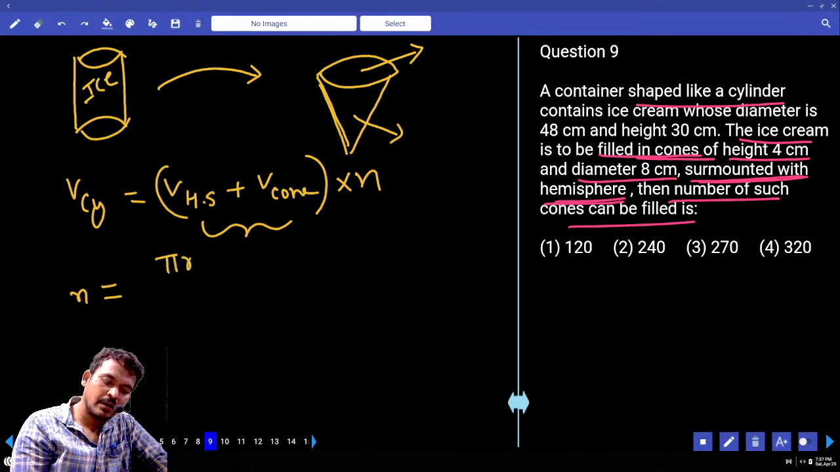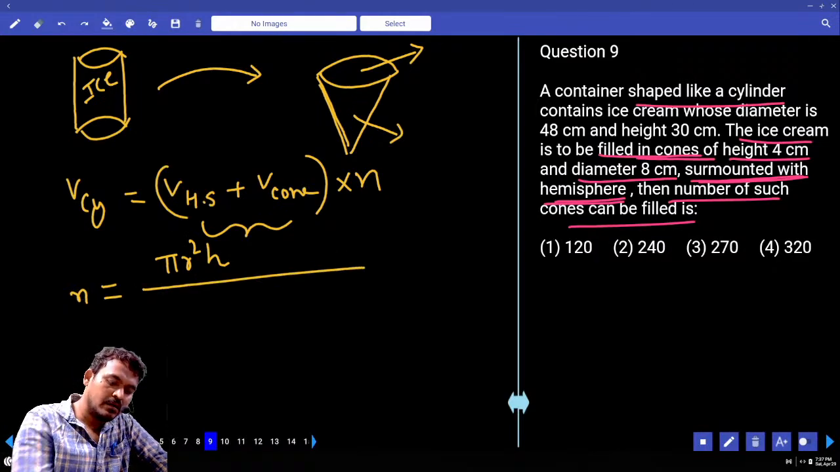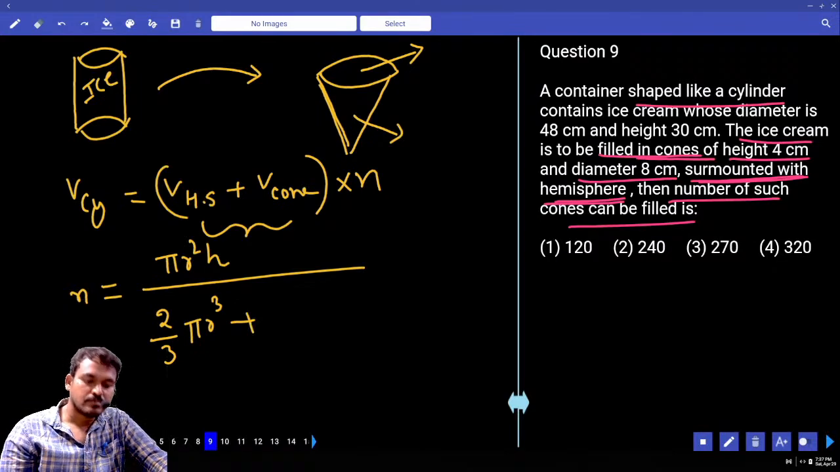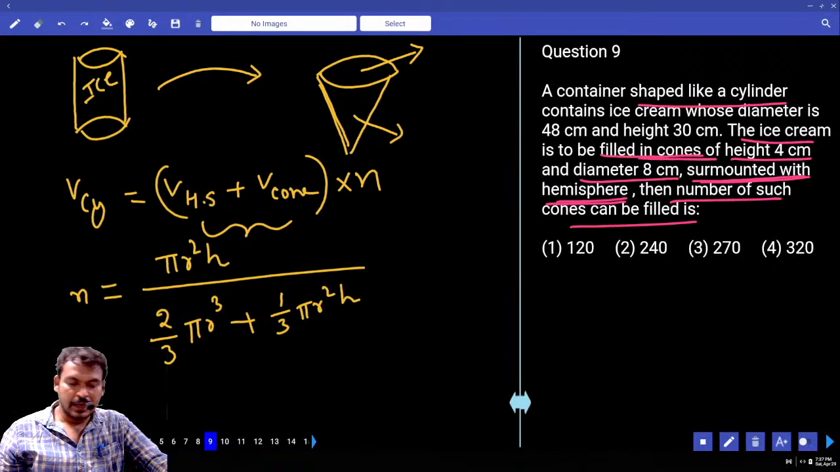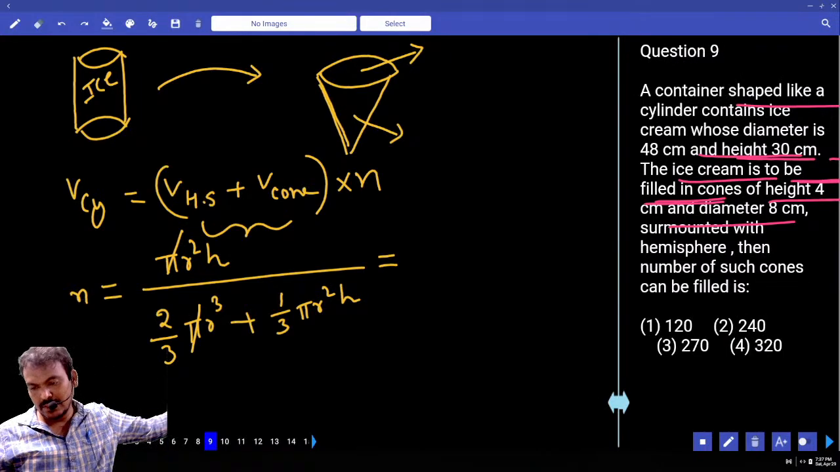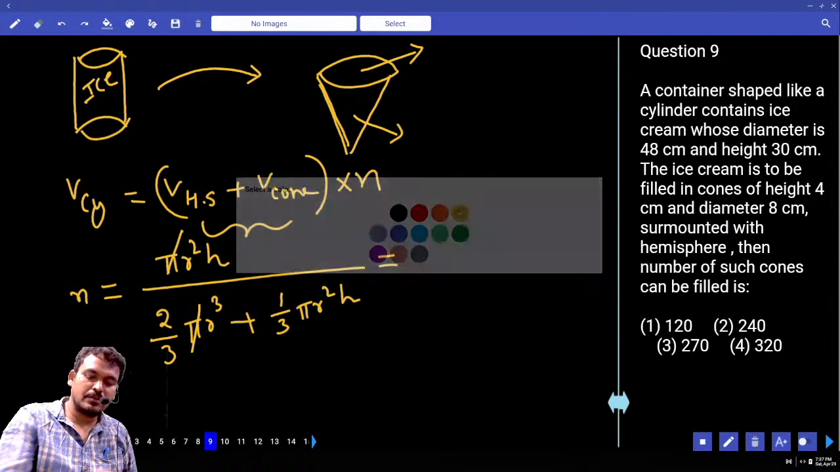What is the volume of a cylinder? Pi r square h, by volume of a hemisphere, 2 by 3 pi r cube, plus volume of a cone, 1 by 3 pi r square h. And the numerator pi and denominator pi cancel. In the numerator, those are the measurements of the cylinder. What are the cylinder measurements?